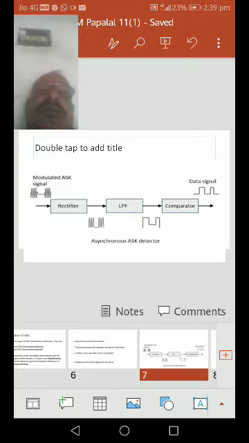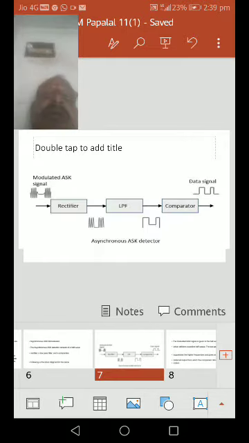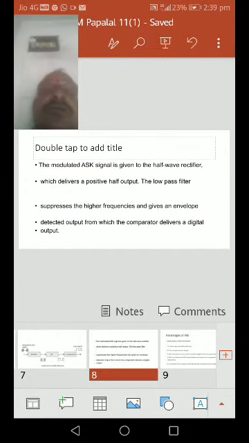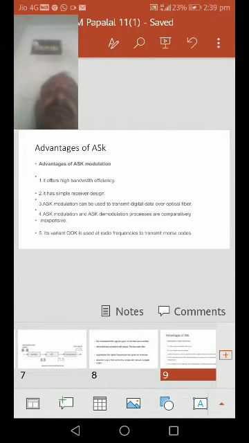This is the way we rectify the signal, and it goes to the low pass filter, giving 1 and 0. After that, the comparator compares the signals and we get the original digital modulation signal. The ASK modulated signal is given to a rectifier, which delivers the positive half cycle output. The low pass filter suppresses the high frequencies and gives an envelope detector output, from which the comparator delivers the output.